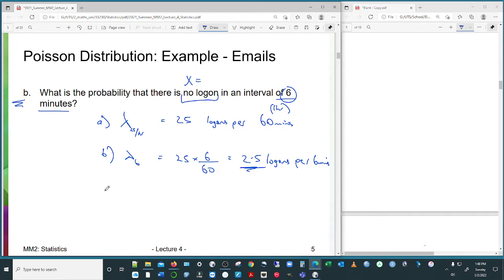I'm not going to go through and work it all out for you; you can practice this as much as you like, and it makes it a bit easier for you to recognise. But what's our probability now? No logon. Oh, that's 0 logons. What's the probability that our random variable is 0, no logons in an interval of 6 minutes? So e to the minus 2.5, which is minus lambda from our equation, 2.5 to the power 0 over 0 factorial, which we know is 1. And so we get 82 thousandths, which we know is approximately 8%.